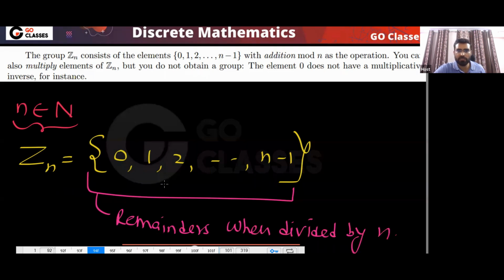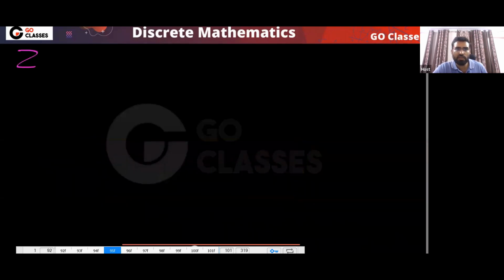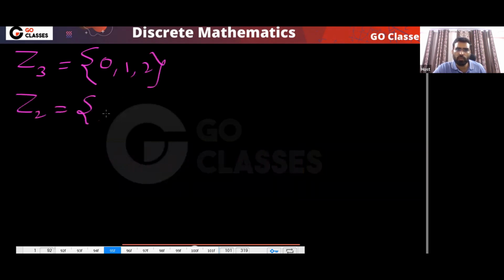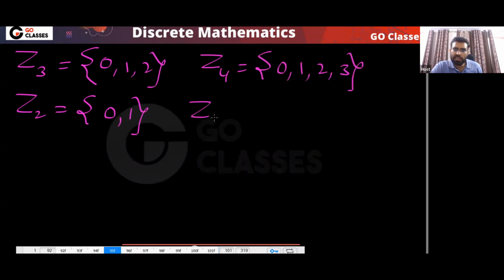Okay, so this is the idea. Remember, the symbol Zn means all the remainders when you divide by n. So can anyone tell me what Z3 is? All the remainders when you divide by 3. What is Z2? All the remainders possible when you divide by 2. What is Z4? All the remainders when you divide by 4. What is Z6? That will be 0 to 5.